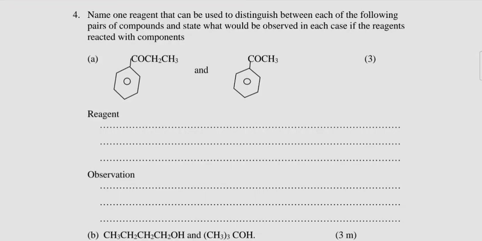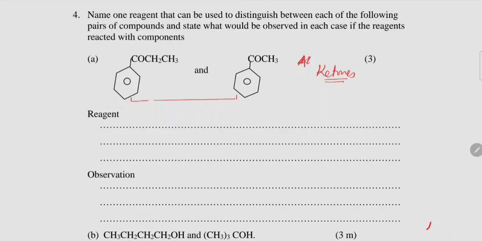Name one reagent that can be used to distinguish between each of the following pairs of compounds and state what would be observed in each case if the reagents react with the components. Basically distinguishing, right? Now, first of all, which group are these two? They are carbonyl compounds, right? And especially ketones. Can we use the ketone test? No, because both of them are ketones.